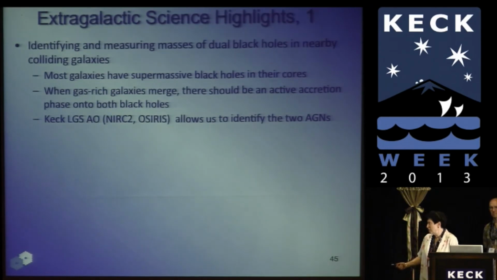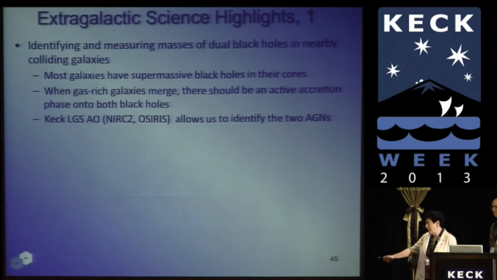So a little bit of extragalactic science highlights. I just chose 2 of them. The first one is work that my group has been doing on identifying and measuring the masses of dual black holes in the cores of colliding galaxies. So that's a big mouthful. Most galaxies, single galaxies, have supermassive black holes in their cores. And when I say supermassive, I mean 10 to the 7th to 10 to the 9th, or even 10 to the 10th times the mass of the sun.